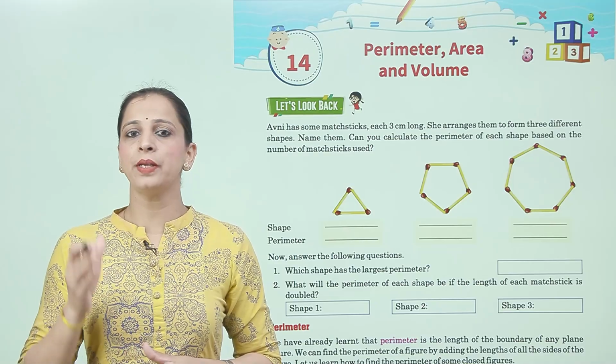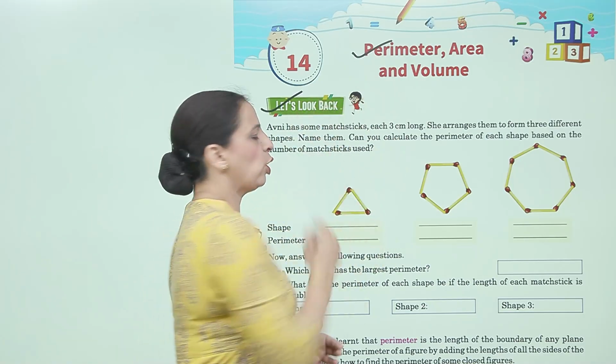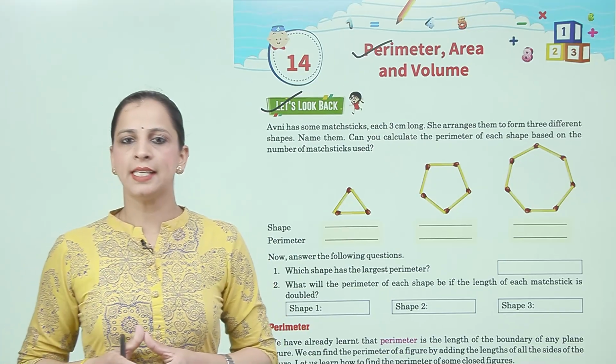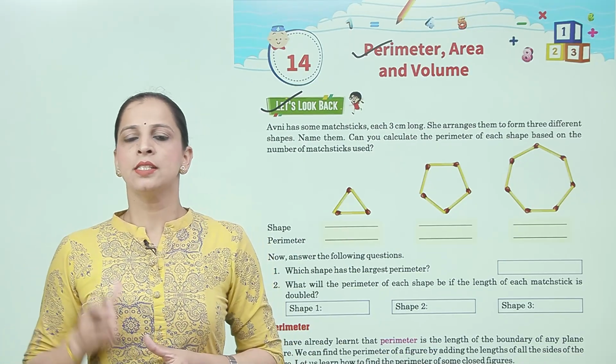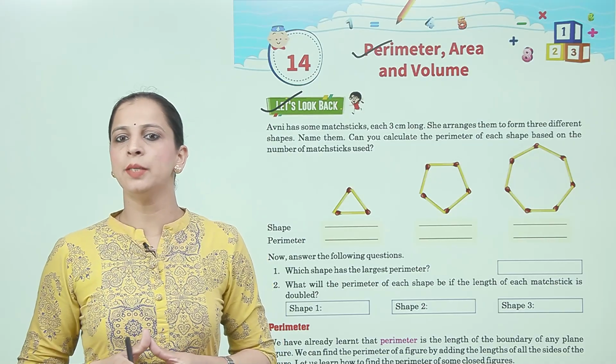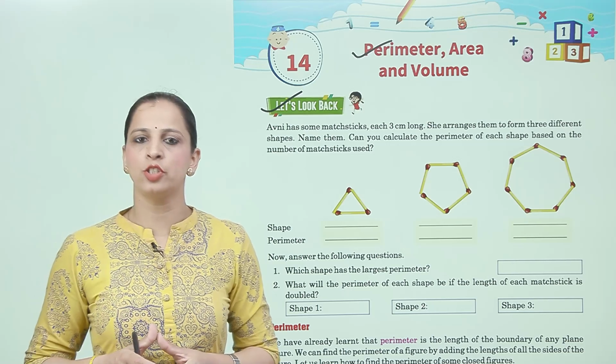Let us start our topic perimeter, area and volume. Let's look back. Avni has some mastics each 3 cm long. She arranges them to form 3 different shapes. Name them. Can you calculate the perimeter of each shape based on the number of mastics used?